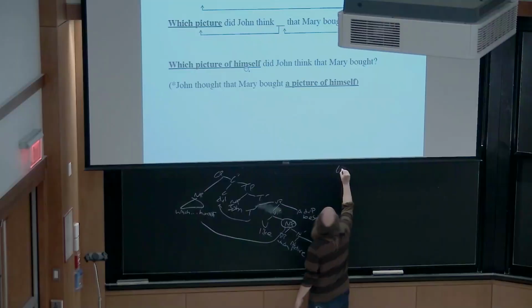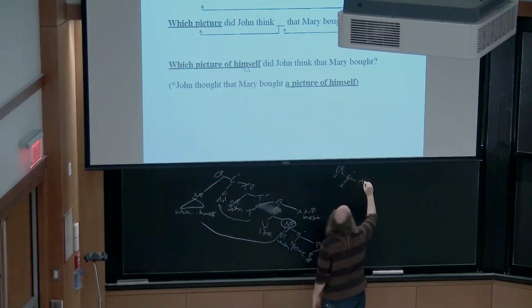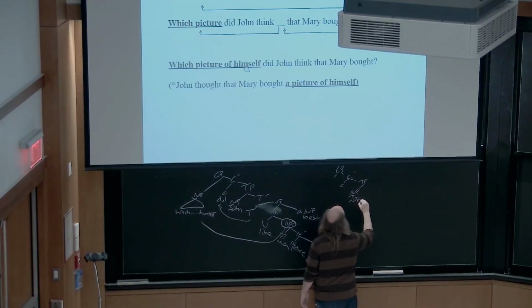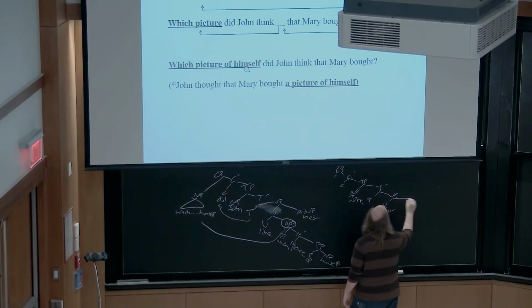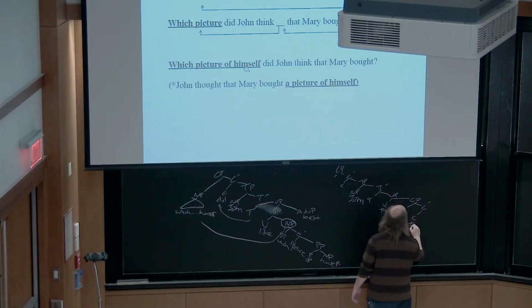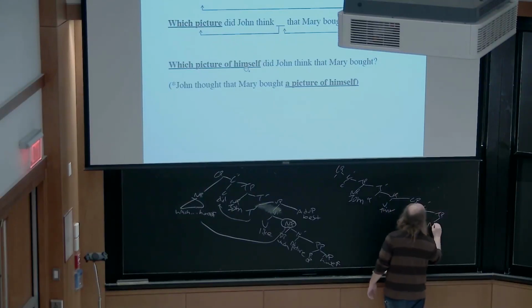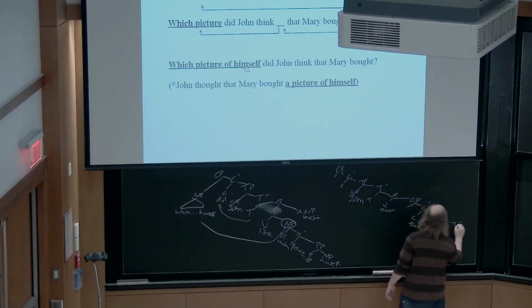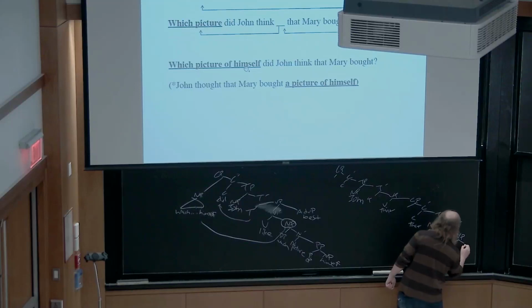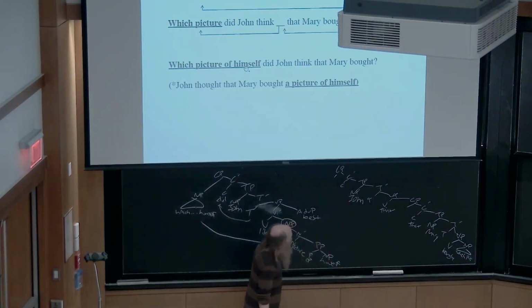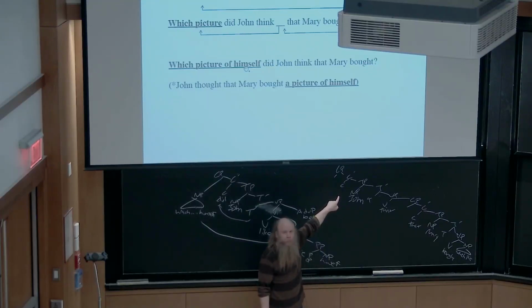Which picture of himself did John think that Mary bought? Here's John. Think. Here's a CP. That. Here's a TP. Mary. Here's a T, and here's a VP. And then bought. And so we start off with which picture, and I'm running out of room, so I'm going to use a triangle. Here's which picture. I'm going to abbreviate picture as pick. And so here's the tree we start off with, yeah? Anybody wish to object to any aspects of this tree?